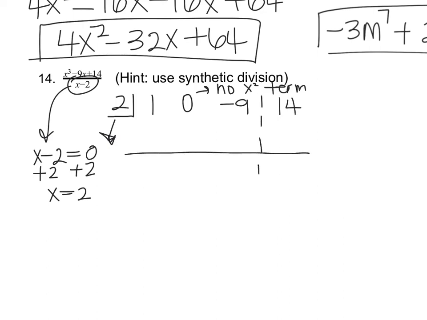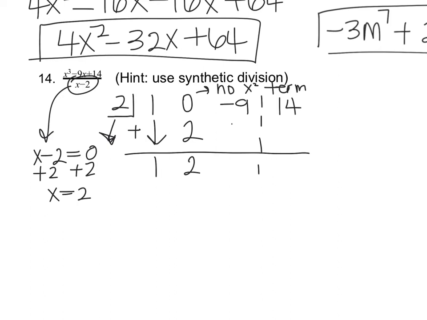So we always put the dashed line between our last two values, and then we put our horizontal line a little bit underneath. The first value in synthetic division always gets brought down. We now multiply that value by the number in our box, so we do 1 times 2, which is 2. It gets put underneath our next value, and then we add going down. 0 plus 2 is 2. Now we repeat the process.